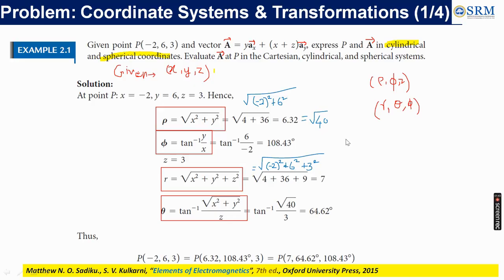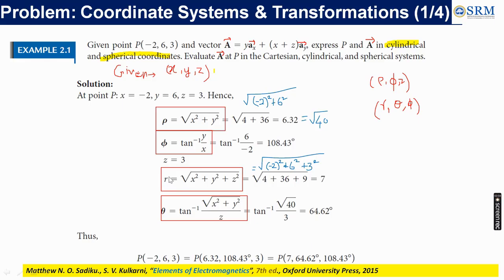If you take tan inverse of a negative value, we will get a negative angle. What we should do is add 180 degrees to that particular negative angle that we got, and then write the angle in positive degrees, and z remains the same, that is z equal to 3.